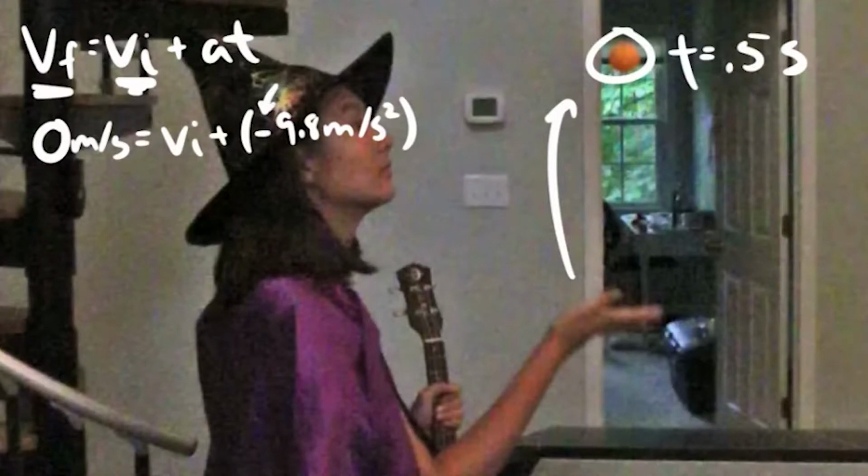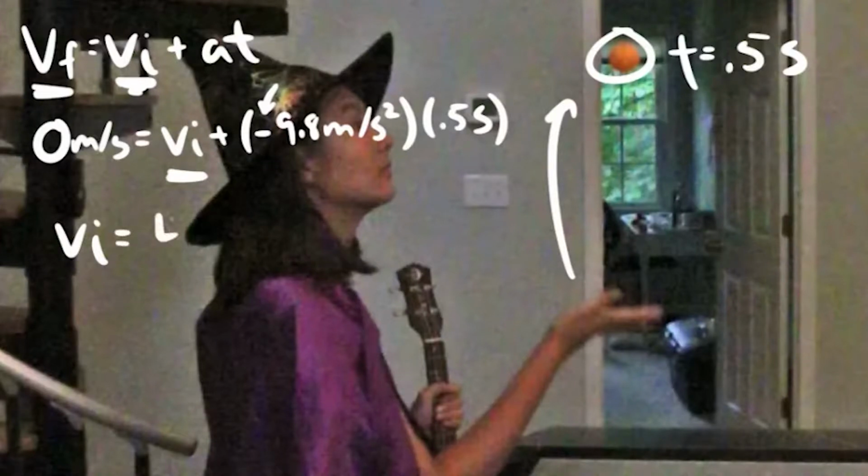Finally, we will plug in 0.5 seconds for the time. All we don't know now is Vi, so we simplify the equation and arrive at the answer. The bard throws her weapon at 4.9 meters per second.